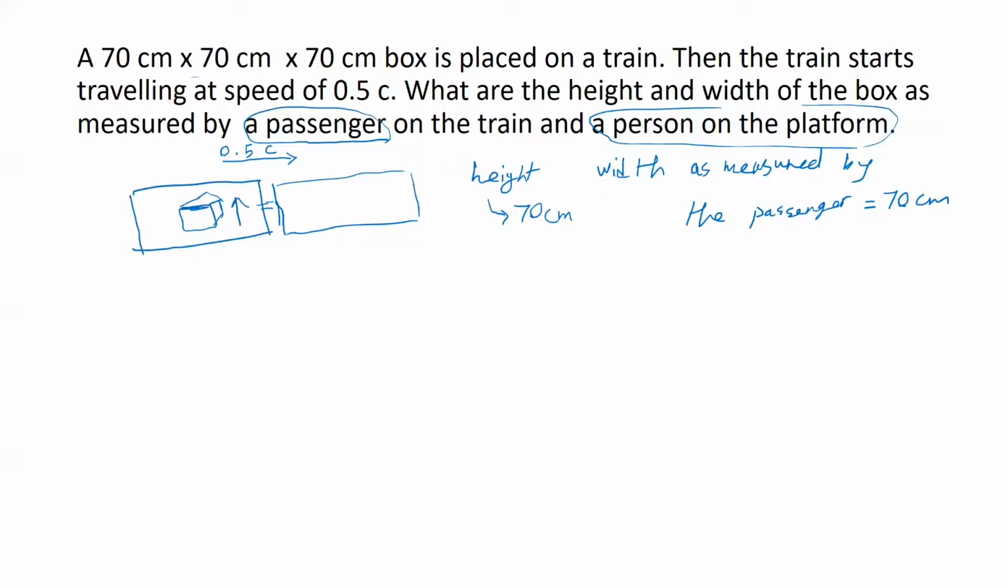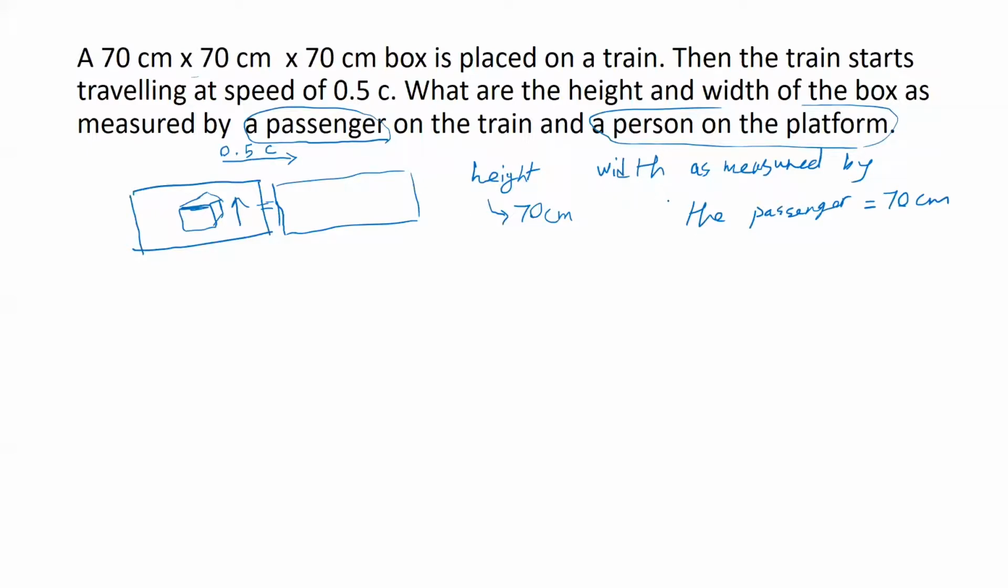There's a relative motion between the width of the box and the person on the platform. So the person actually measures LV, which means the person measures the width a little bit shorter. So 70 centimeters is our L naught, and right now we want to calculate our LV. The only thing that we need to do is put this in the formula.